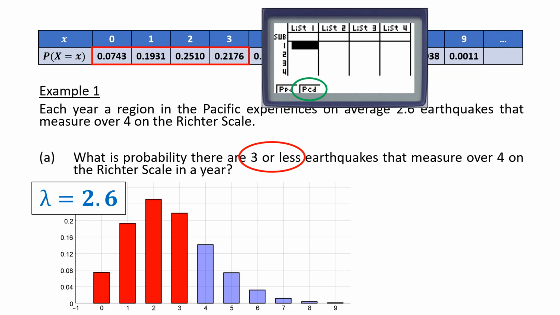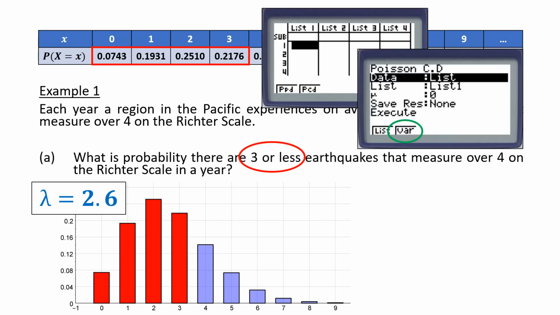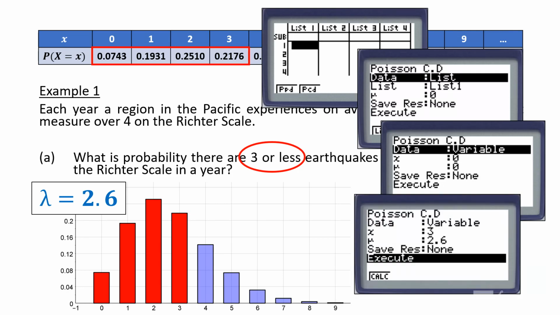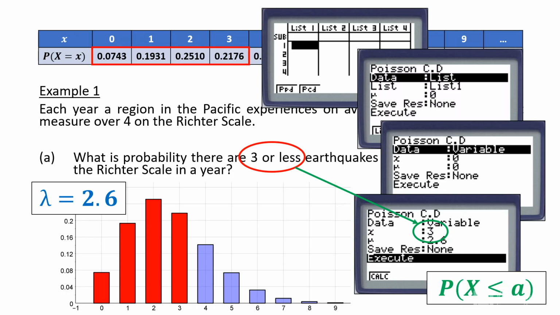So we're going to go into Poisson distribution. We're going to go into Poisson cumulative distribution, which sums things up. We're going to go into variable, and we're going to enter in our parameters. Now, for x, we're going to put in 3. Now, if you remember the binomial distribution, it's set up in exactly the same way. The calculator can't be changed. It's set up to add up all the probabilities less than or equal to some number called a. So when we type in x is 3, it's going to add up 3, 2, 1, and 0, which is exactly what we want for this first problem.